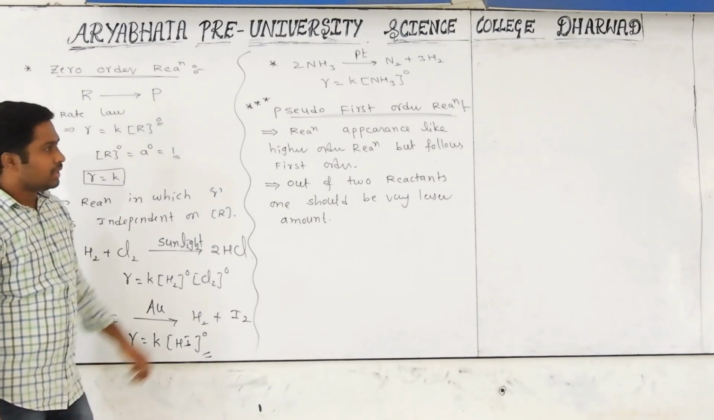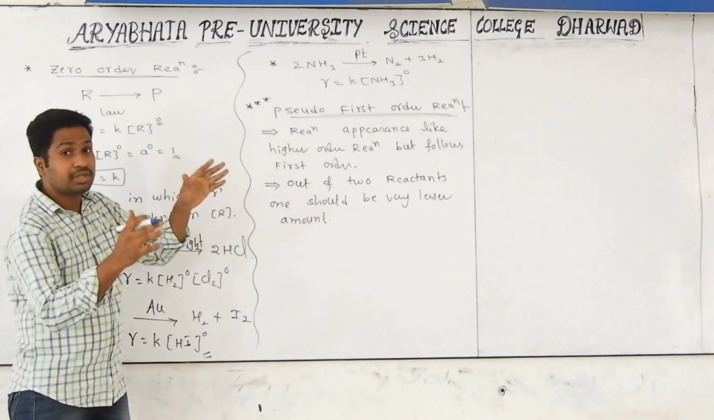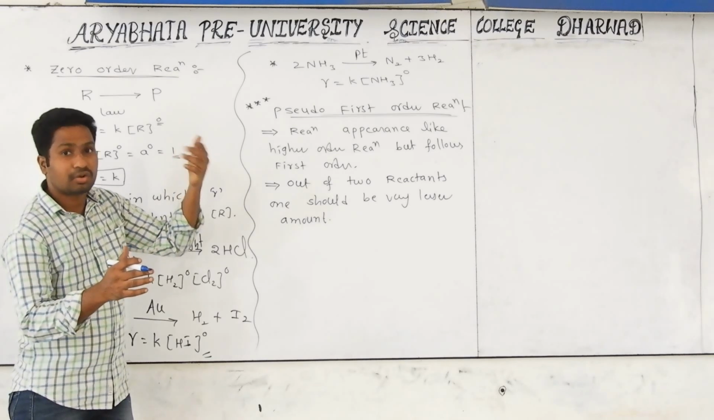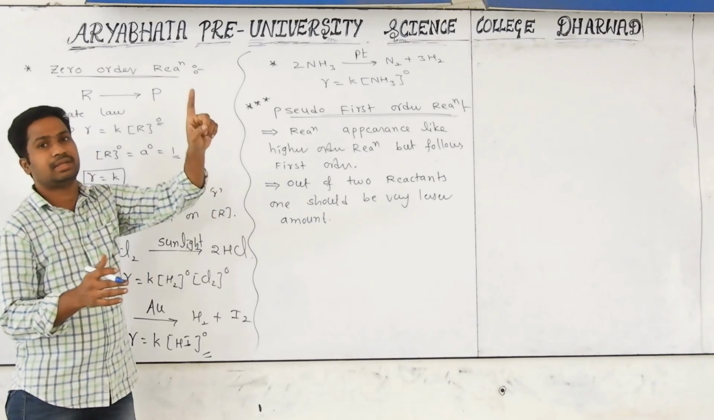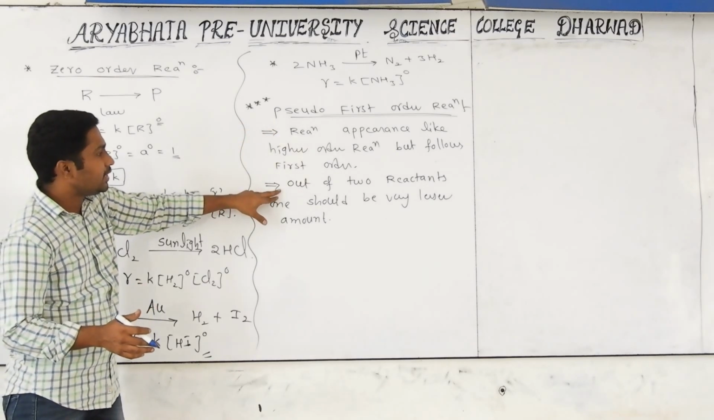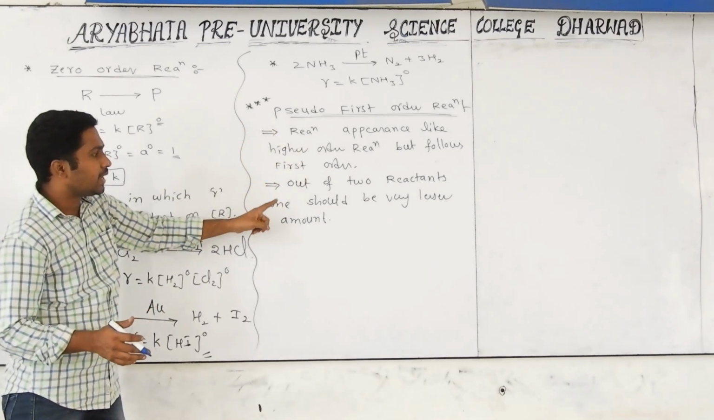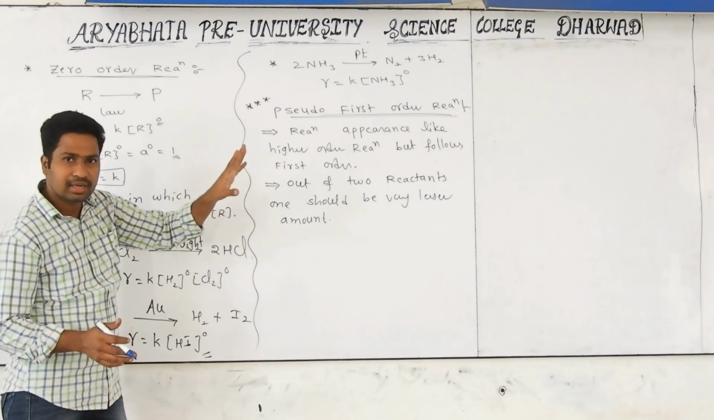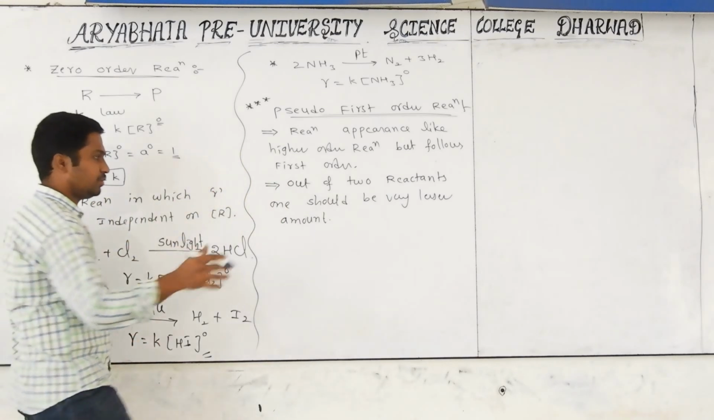All of you getting that? It is a chemical reaction. Just by seeing, we can feel it may be second order or third order, but practically it behaves like a first order reaction. I will explain that. It is possible when, out of the two reactants, any one reactant is in a very lesser amount.